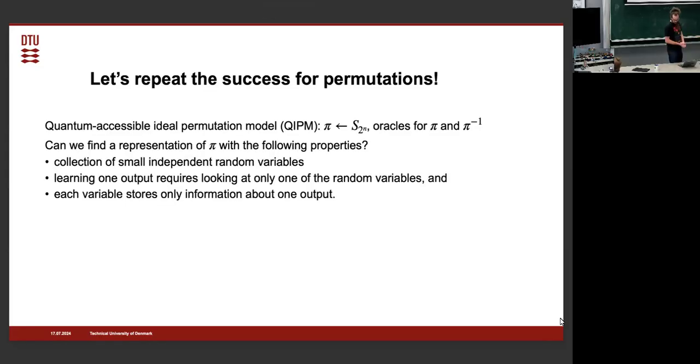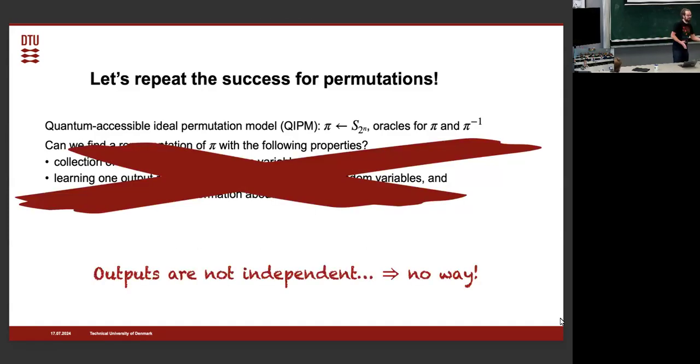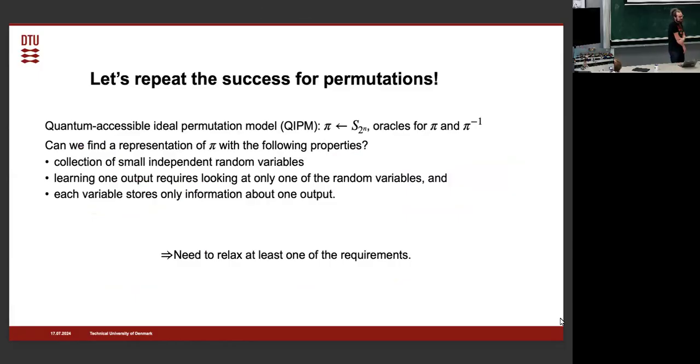The question is, of course, can we find a representation of this permutation that has the nice 3 properties that we collected? Basically, a collection of small independent random variables. Learning one output requires only looking at one of the variables, and vice versa. And obviously, that's not possible, right? Because the outputs are not independent. We cannot fulfill all 3 of these properties. We need to relax at least one of these requirements.